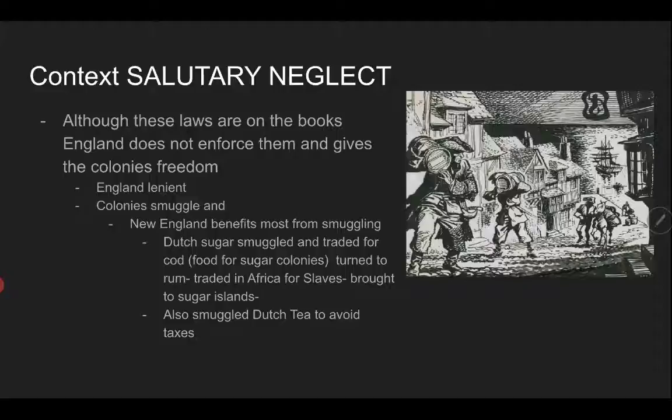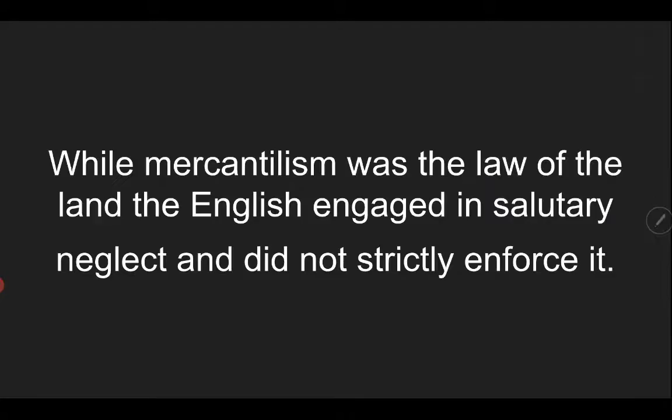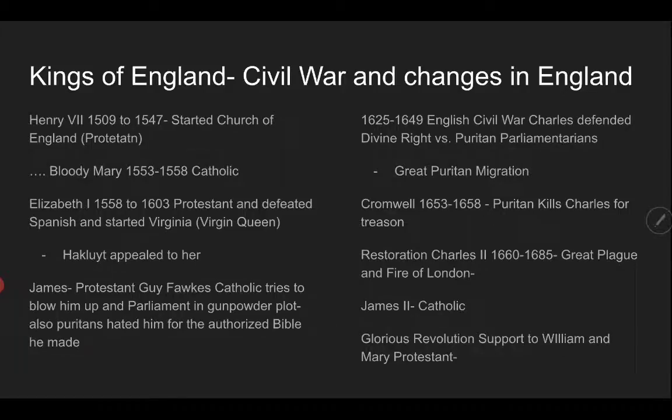So, salutary neglect is a nice neglect, and England is the one doing it. So, while mercantilism was the law of the land, England engaged in salutary neglect and did not strictly enforce it. I think that is probably the biggest thing to remember before the American Revolution.